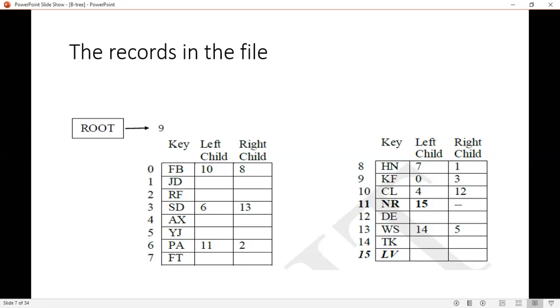Now see RRN 11, where you have the key NR. In the table only one entry is there, for the left child. The RRN is 15. That means the left child is LV. But the right child is blank. That means it has only one child.